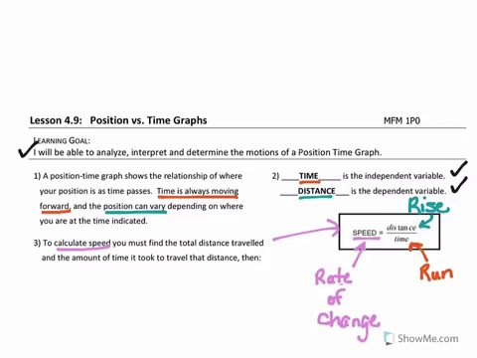and so speed is just a rate of change. Actually, you might have seen a couple of these on the road before. You know speed limits like 40 kilometers per hour? That's a rate of change because you have 40 kilometers, which is a distance, over 1 hour, which is a time. Okay, so that's actually how they calculate the speed.